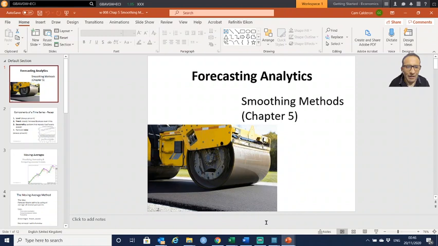Right, so this steamroller is probably what we are doing. What we are trying to do is to smooth a time series, trying to take out all the bumpiness or the waves that we can see in the data. We are going to do that to some extent, and that is why we have this picture in there.